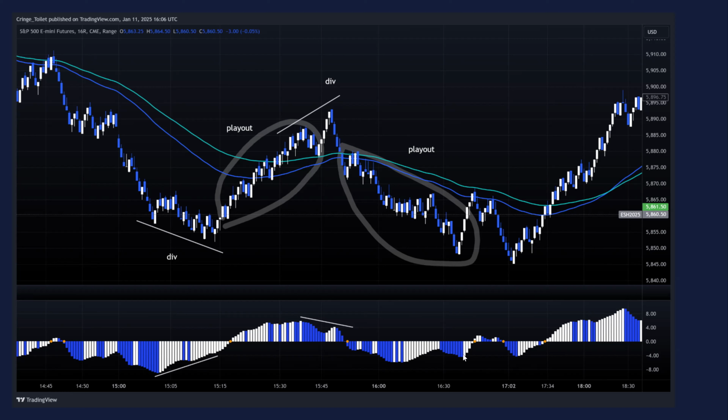We get another div structure here. So maybe by the time this stuff is happening, I would start looking for longs again. And you can see that entering a long based on this area of momentum could have worked out well.